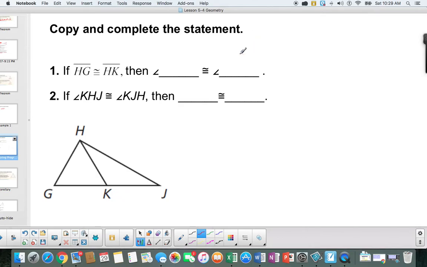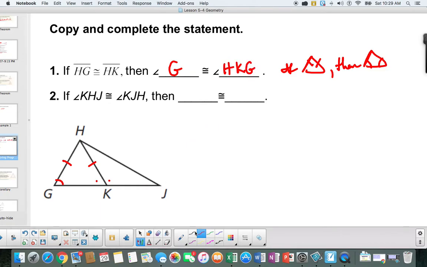All right, let's go ahead and practice again. HG, that's this side, is congruent to HK. So if I see two sides congruent, then I know the angles opposite them are congruent. This is called the base angles theorem. So I can say angle G, this angle right here, is congruent. Now you can't say angle K because here's an angle K and here's an angle K. So you're going to have to use three letters, H, K, G.